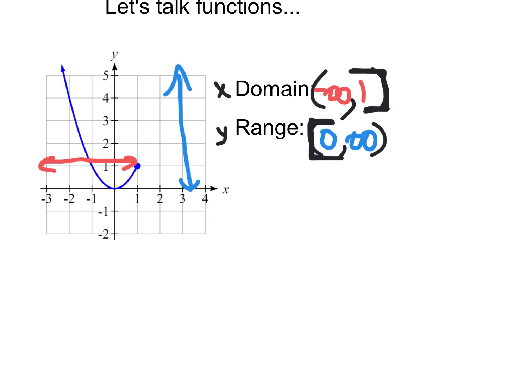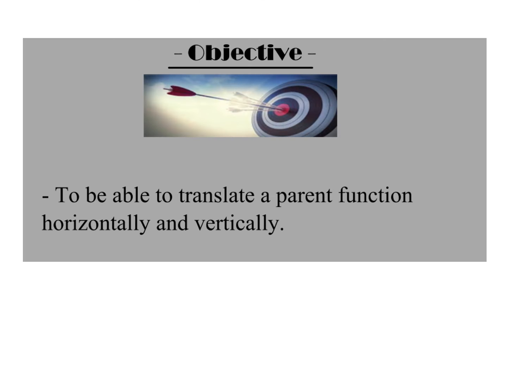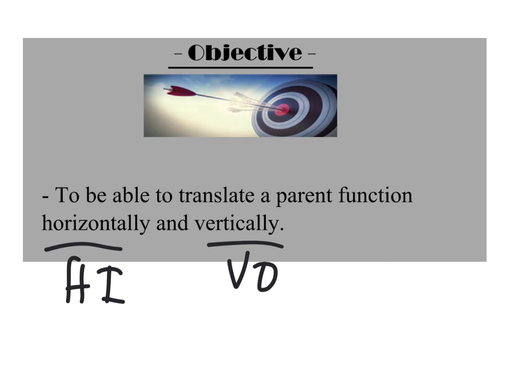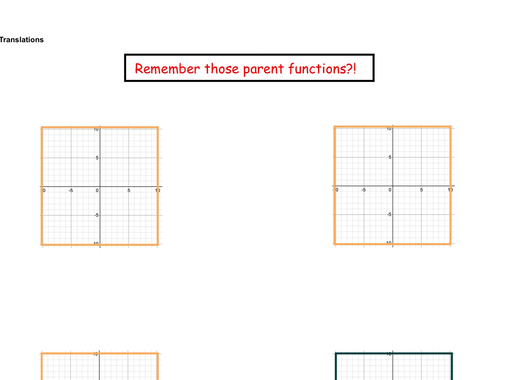Who had the domain and range right? Okay. This is a really important but tricky concept. So this is translating horizontally and vertically. Remember, it's high and low. The vertical stuff will be on the outside. The horizontal stuff will be on the inside.